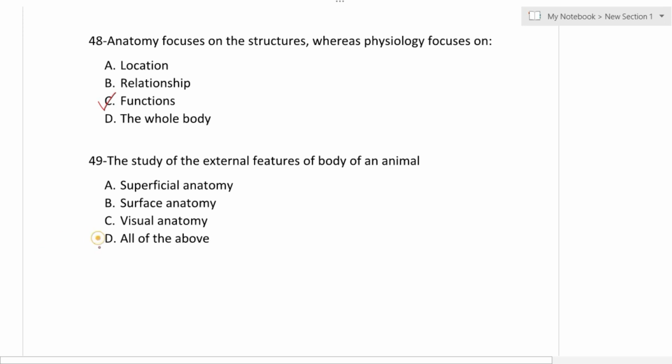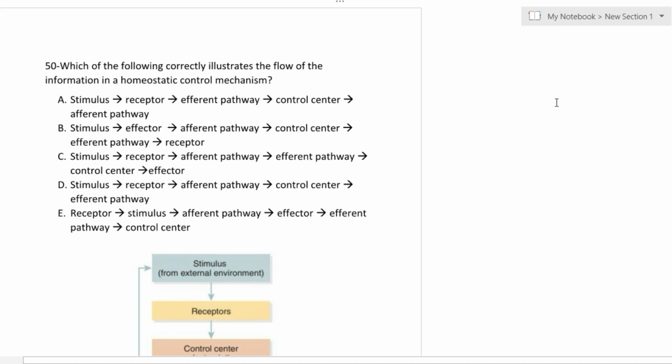The correct answer here is option D, that is all of the above. The study of external features of the body of an animal is called superficial anatomy or surface anatomy or visual anatomy. Okay.